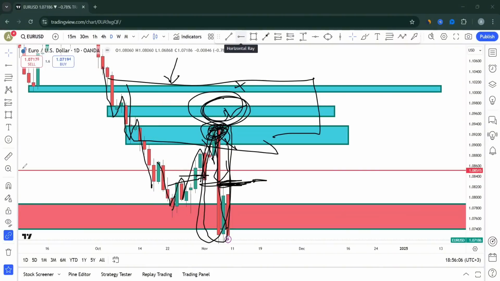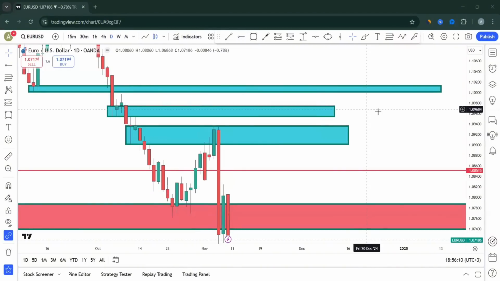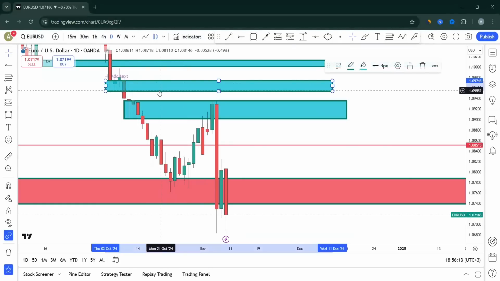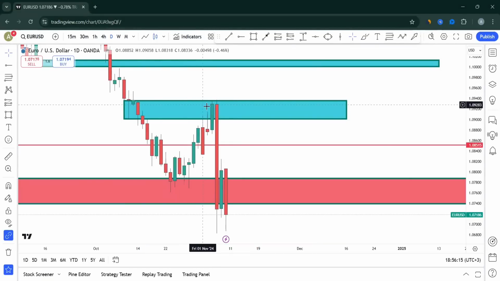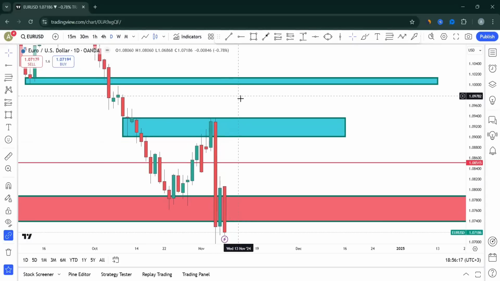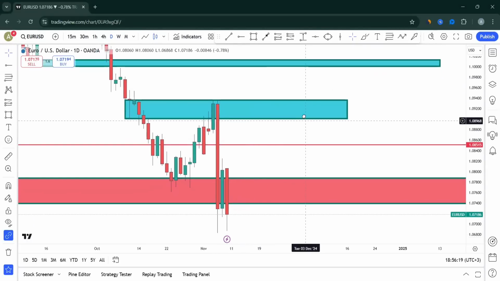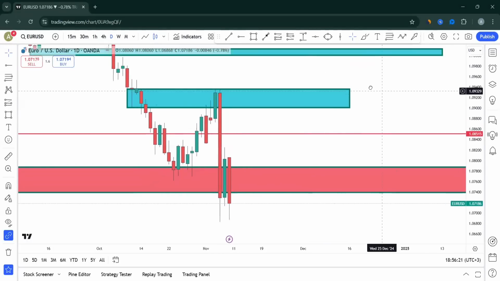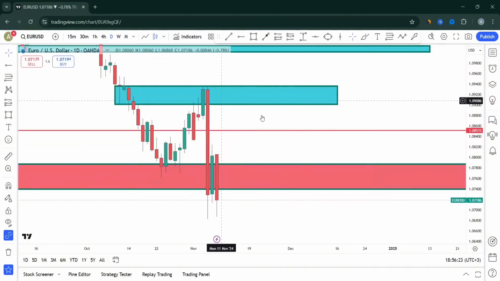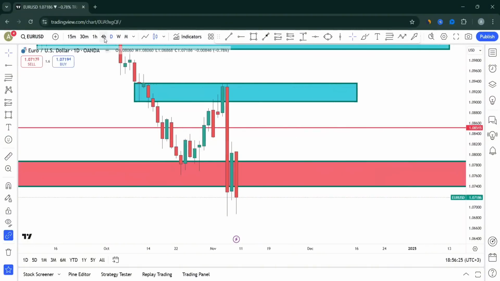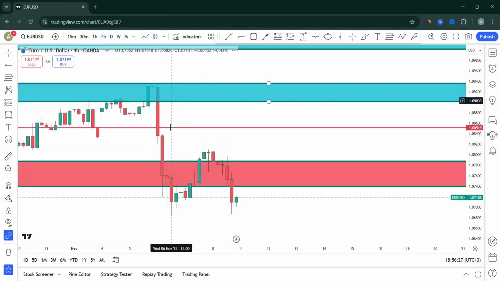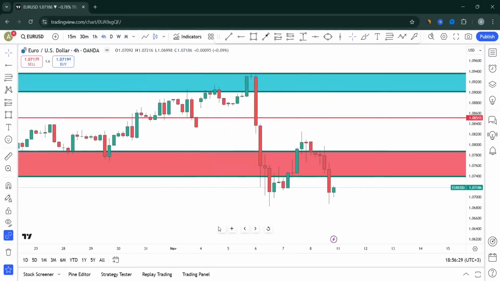Now, let's mark these levels again. This one here was tested, so I'm just going to remove it, since it was already tested, meaning that if price had broken here, I would be targeting this level here. Any level that is tested is significant, but it has less threat. Now, let's go down slightly to the entry time frame and you see exactly how the price approached here.